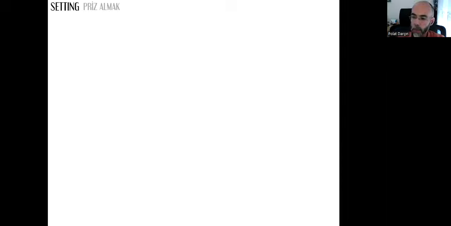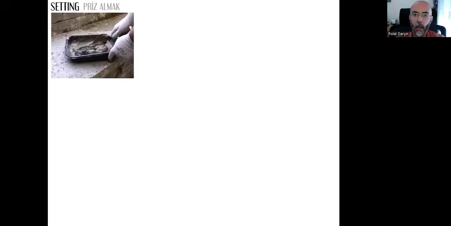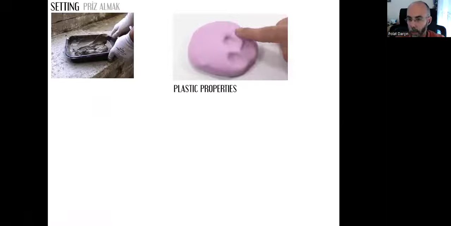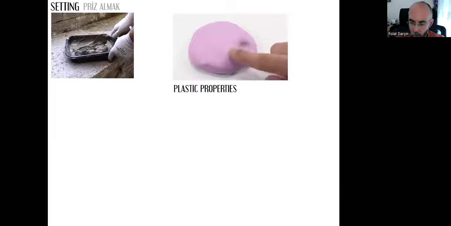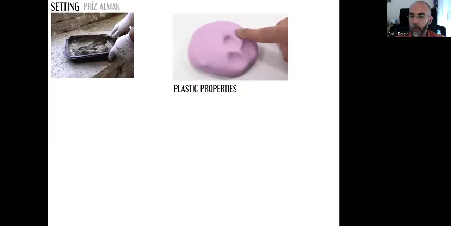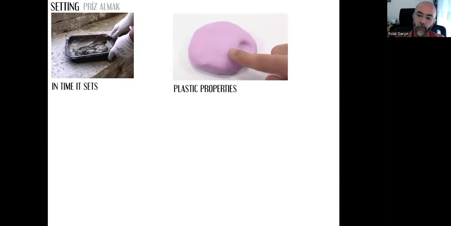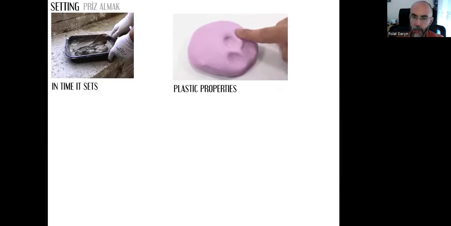Setting means changing its physical properties. In Turkish, we call it priz almak, priz almak. As you can see, at first, it doesn't have a definite geometrical shape. That's where the molds come into play because it's plastic. If we apply forces, it won't be able to hold that load. It will be deformed. So we need time for the concrete to set.